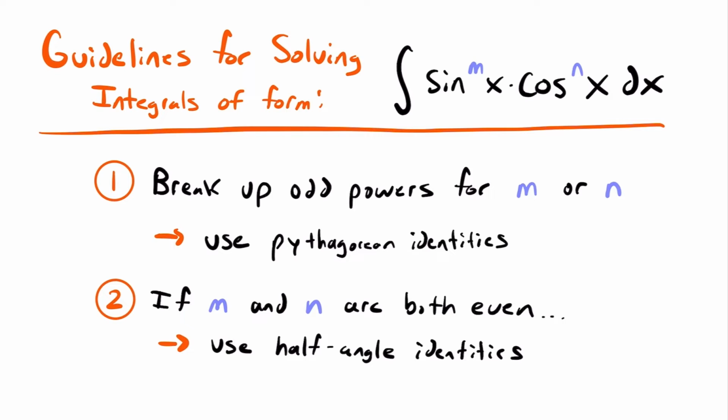And we're going to look at examples of this, but if you don't have any odd powers for m or n in your integral, meaning that both of them are even, like if both of them are 2 or both of them are 4, then you are going to want to use half-angle identities to rewrite your integral rather than Pythagorean identities. All right, and so let's take a look at our first example problem so you get an idea of what I mean by breaking up odd powers and using the trig identities that we looked at earlier.